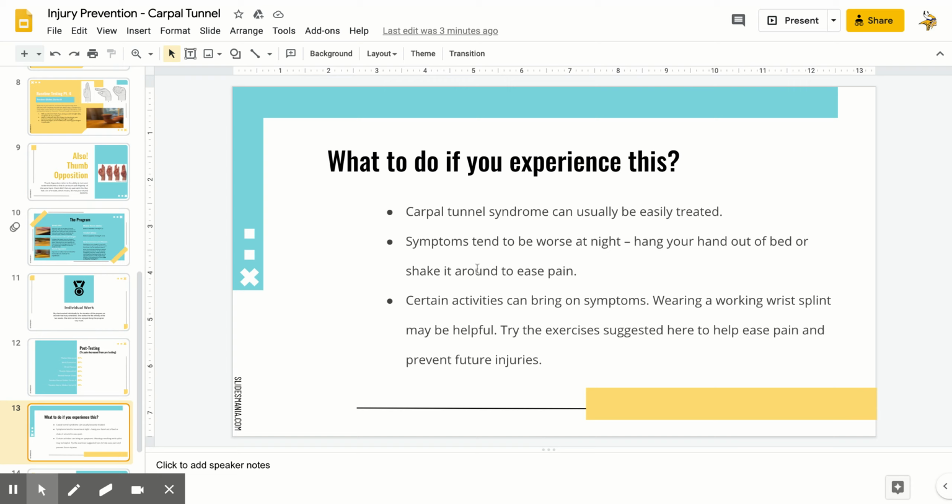What to do if you experience carpal tunnel syndrome? It can be treated easily, and symptoms tend to be worse at night, so you should hang your hand out of the bed or shake it around to ease pain. Certain activities can bring on symptoms. Wearing a working wrist splint may be helpful. Trying the exercises in this program can help to ease pain and prevent future injuries.